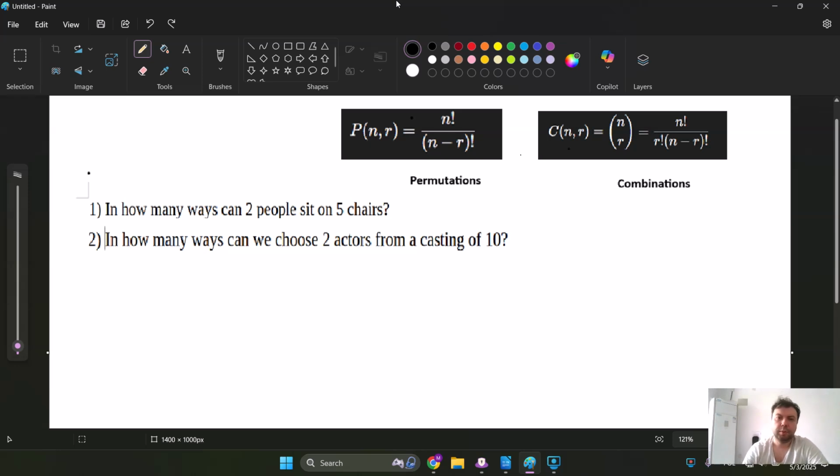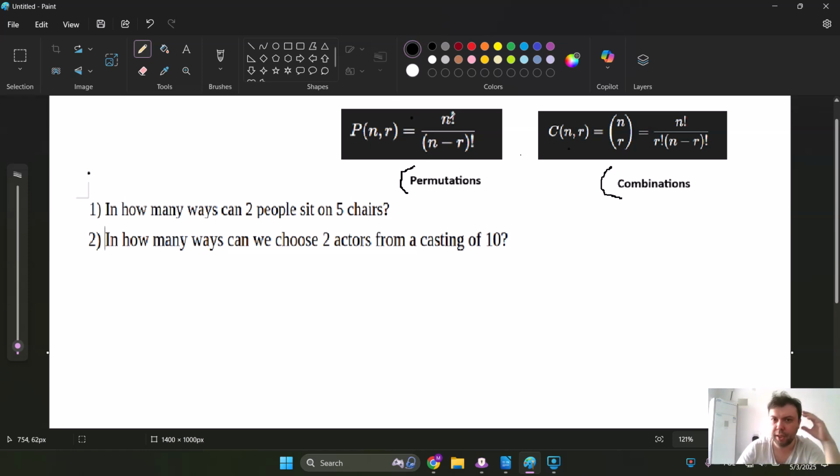Everyone. Today we will do exercises from combinatorics, which will help us to understand how to use permutations and combinations. So I have two different exercises which will require different approaches. So we will have to use either permutation or combination.